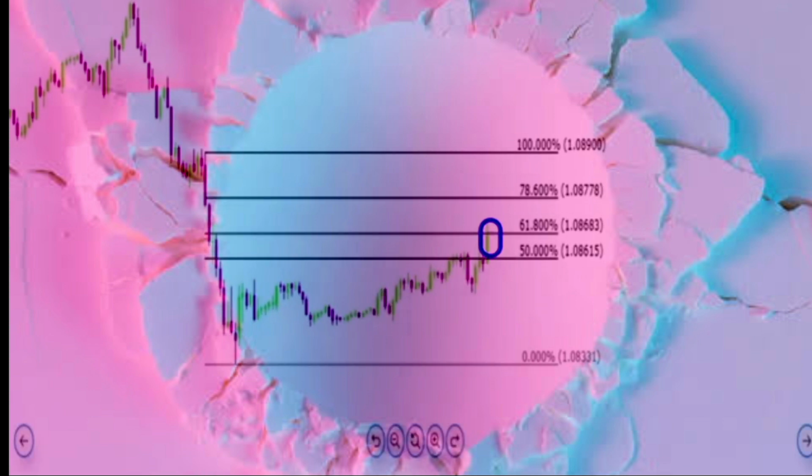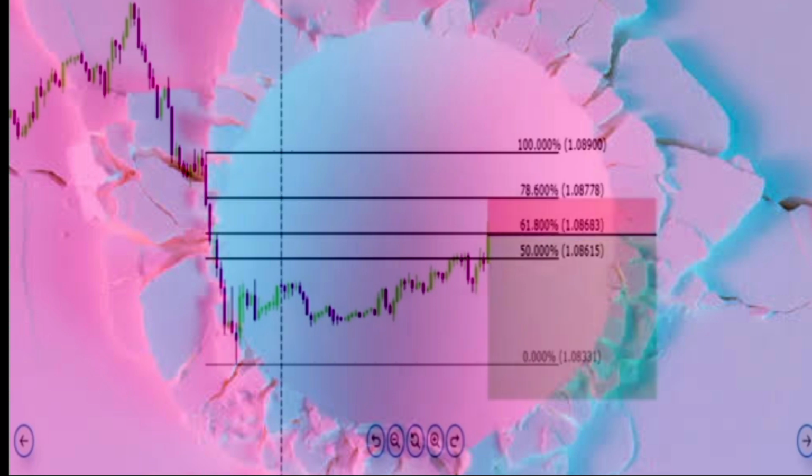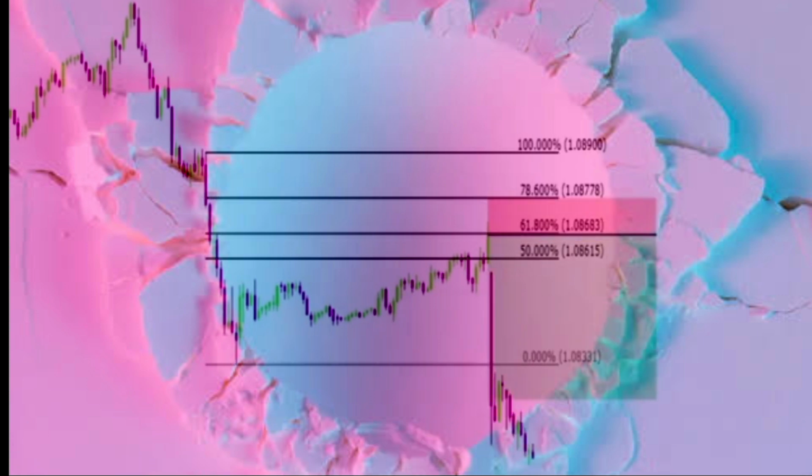4. Enter the trade. Enter a short position at the 61.8% level when a bearish candle forms. 5. Set risk to reward. Use a 3-to-1 risk to reward ratio. And as you can see, the market followed our direction.